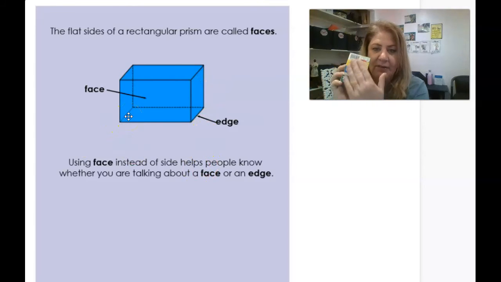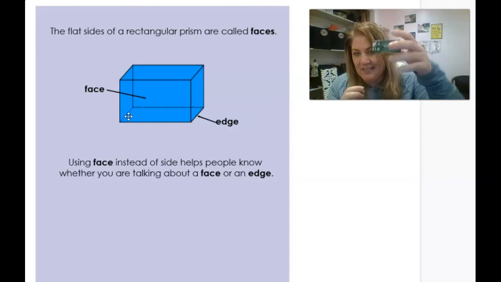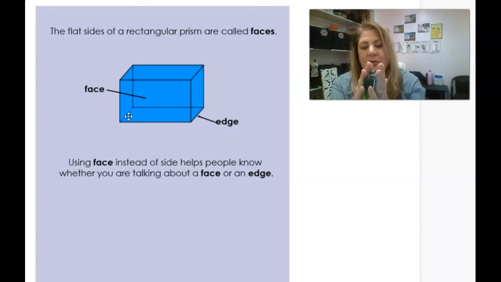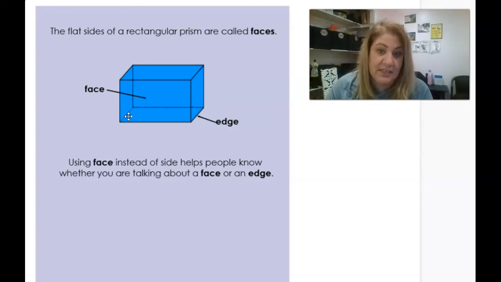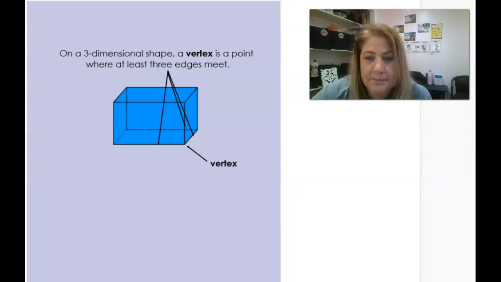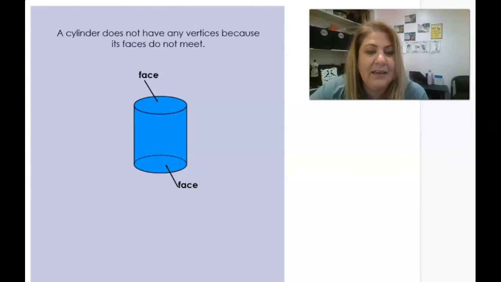The flat side of a rectangular prism is called its face. Okay, so each one of these is its faces. It has 1, 2, 3, 4, 5, 6. 6 faces or 6 flat sides. And the flat sides are called faces. And then they're talking about these corners, which we already said were, one of them is called a vertex, and there's more than one. They're the vertices. We just talked about that.